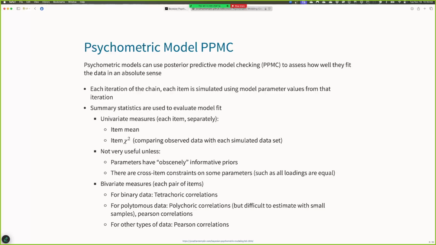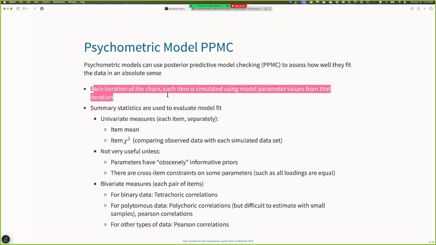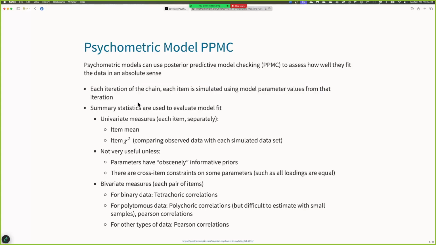So that's the setup. For each iteration of the chain, we're going to generate data for every item. Remember our data matrix here: we have 177 people and 10 items, right? So in every iteration of the chain, we create 177 by 10 data matrices, and from those data matrices, we can calculate summary statistics that we will use to compare with our observed statistics from our data.